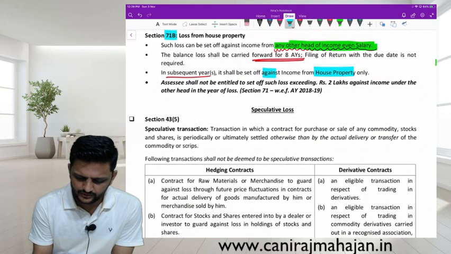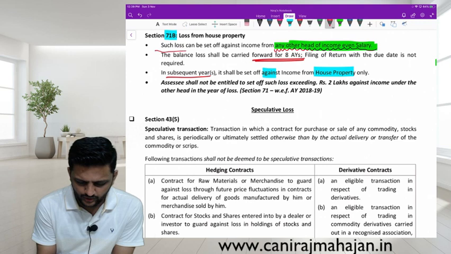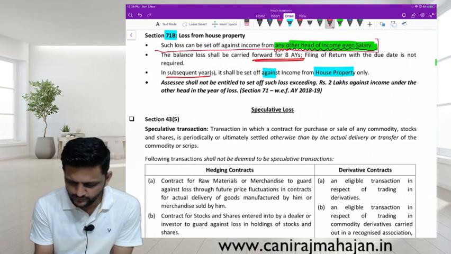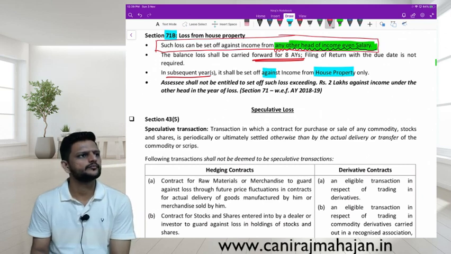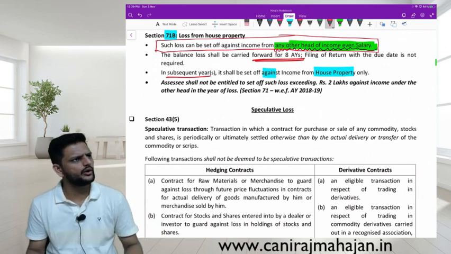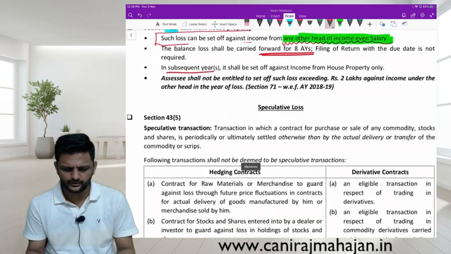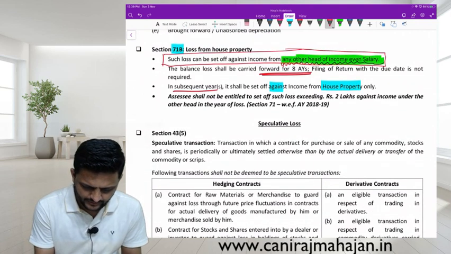So over here, the first sentence which you saw, this belongs to who? Current year income against current year losses. Whose loss are we discussing? HP loss. Yes.